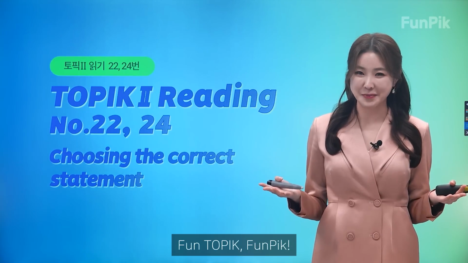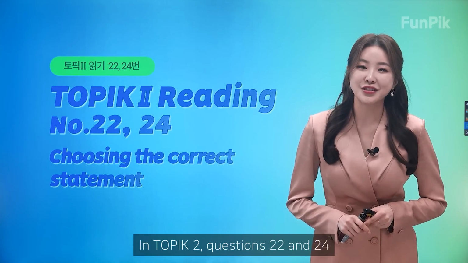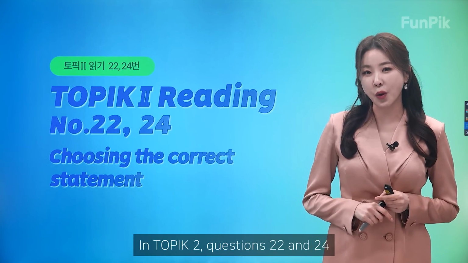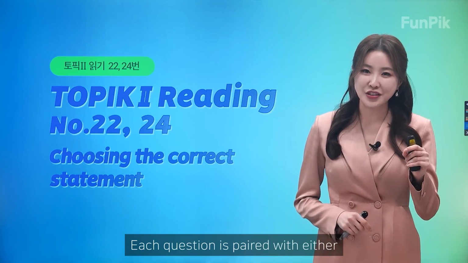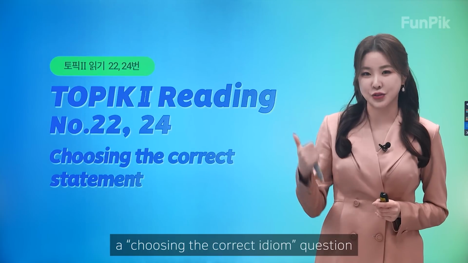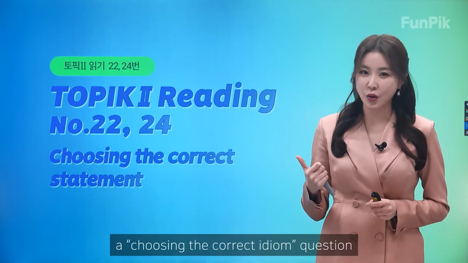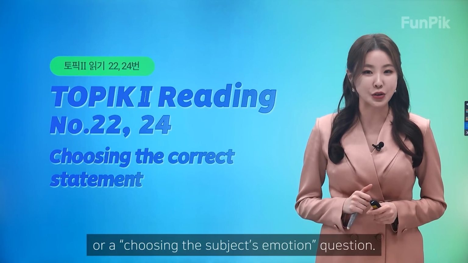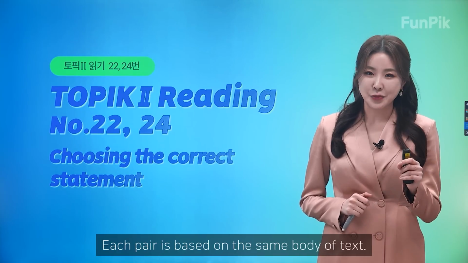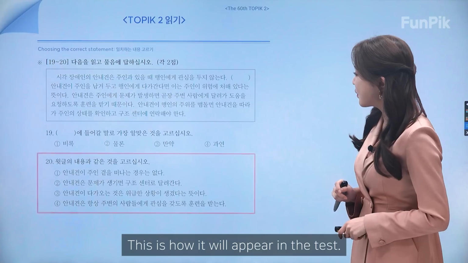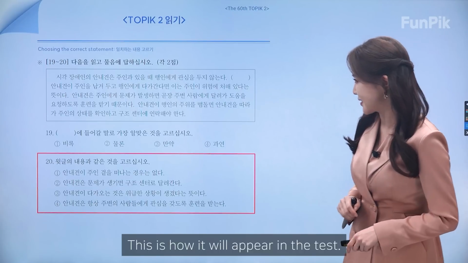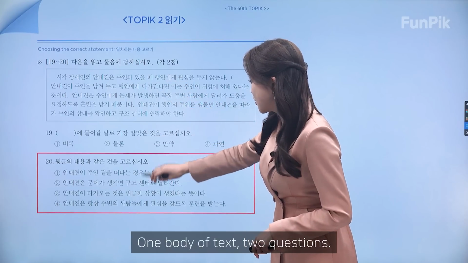Fun, topic, FunPik. In topic 2, questions 22 and 24 are about choosing the correct statement. And each question is paired with either choosing the correct idiom question or choosing the subject's emotion question. Each pair is based on the same body of text. So this is how it will appear in the test. One body of text, 2 questions.